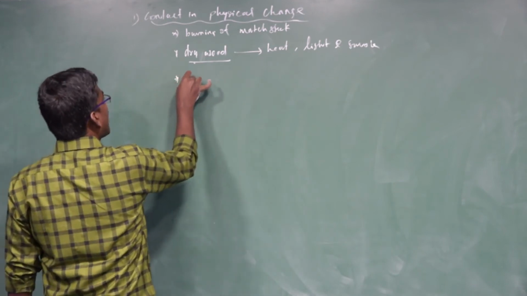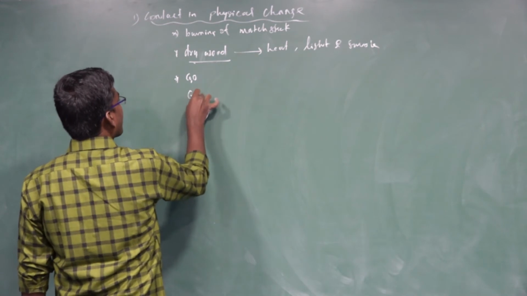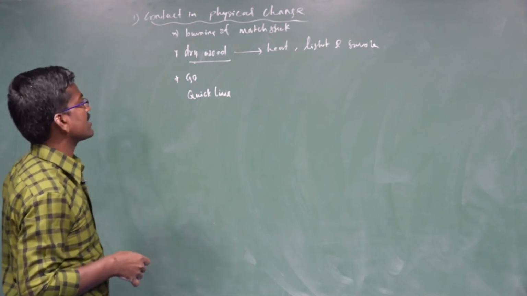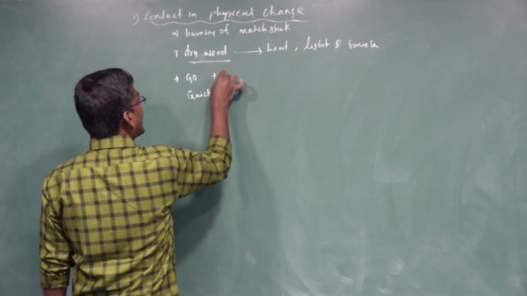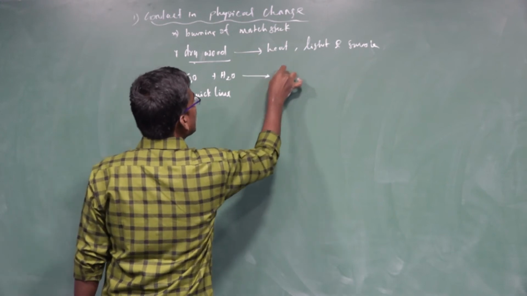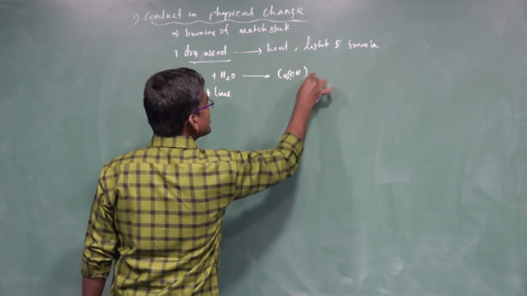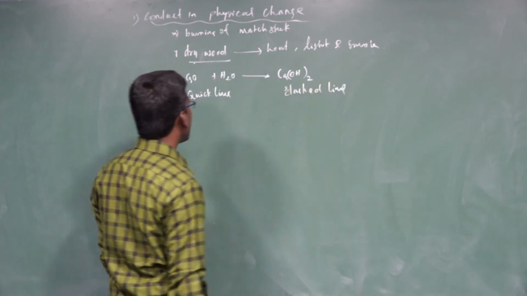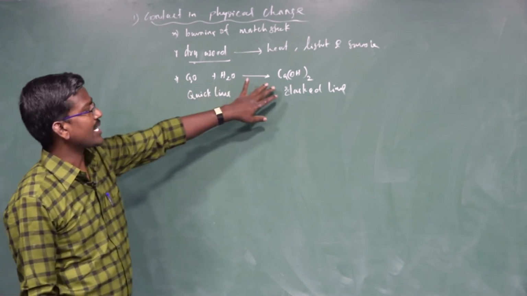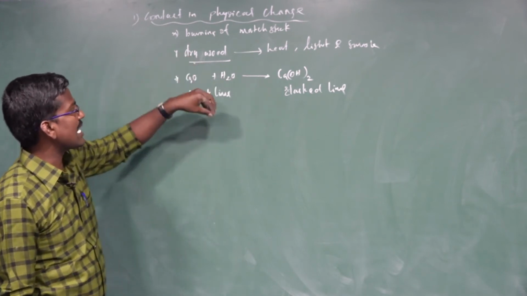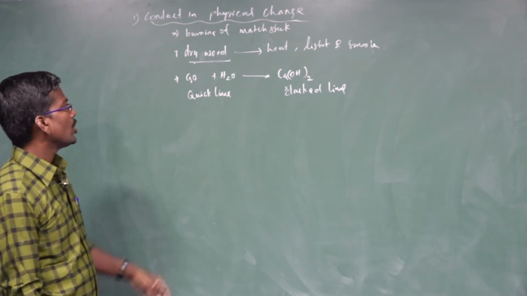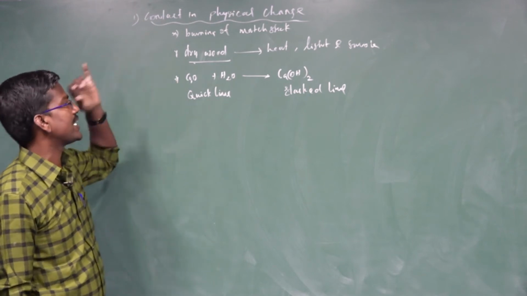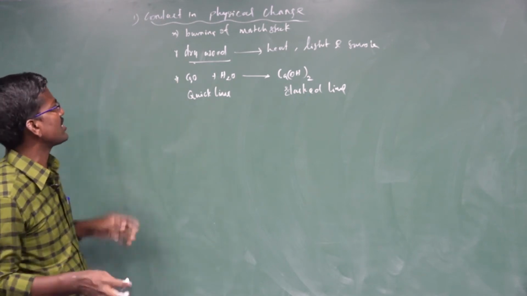Then calcium oxide, that is called quicklime. The formula of calcium oxide is CaO. It is dissolved in water, H2O, to produce calcium hydroxide, Ca(OH)2. It is slaked lime. Calcium oxide is quicklime, calcium hydroxide is slaked lime. Calcium oxide dissolved in water produces calcium hydroxide. Quicklime dissolved in water produces slaked lime. It is an example of contact in physical state. Contact in physical state is a physical change reaction.